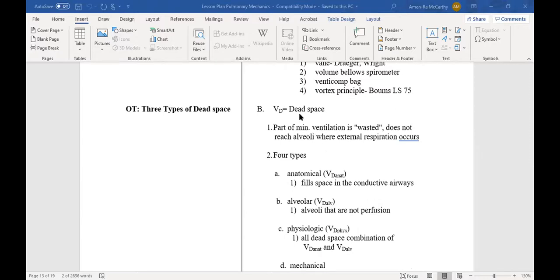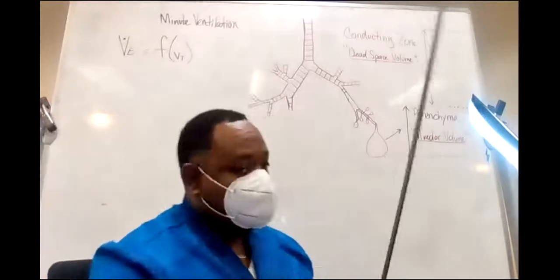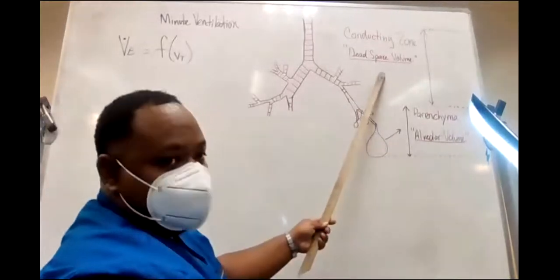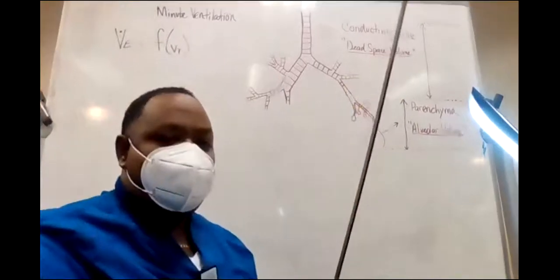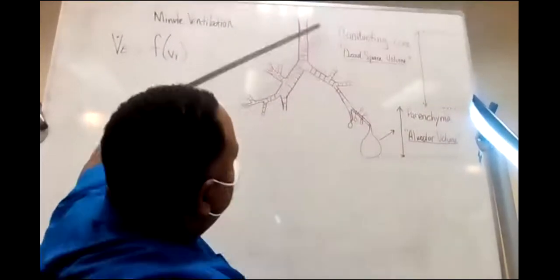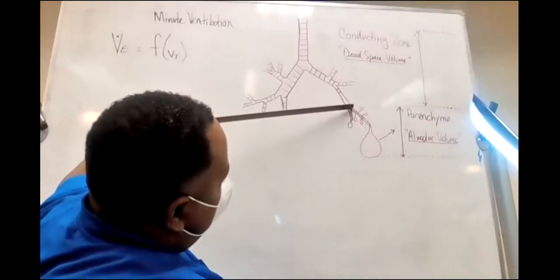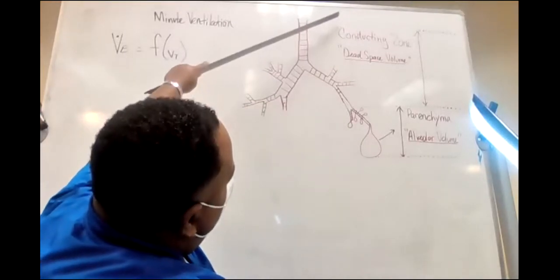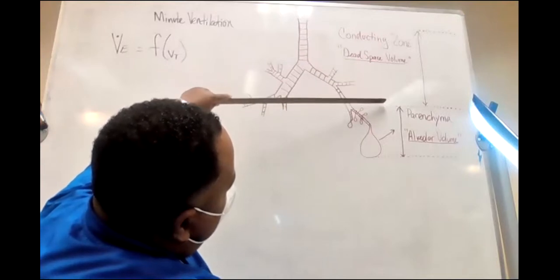Dead space volume, right, is the part of the minute ventilation that is wasted. That means it does not actually reach the alveoli where external respiration occurs. That's the dead space part, okay? And there are four types of dead space. But before we get to those four parts, I want you to see what I put on the board. The dead space volume consists of everything from the trachea down to the parenchyma, right? From the start all the way down to the parenchyma.